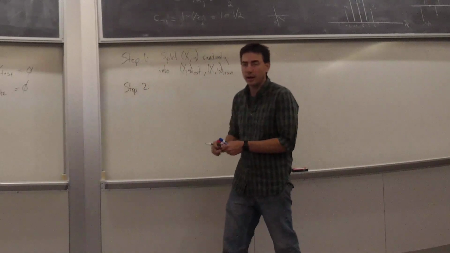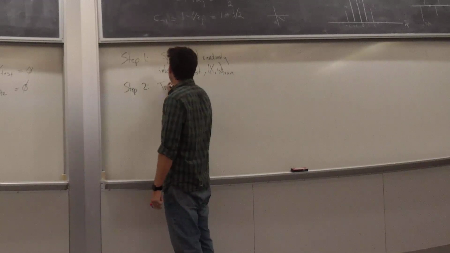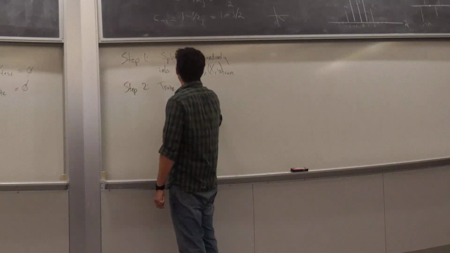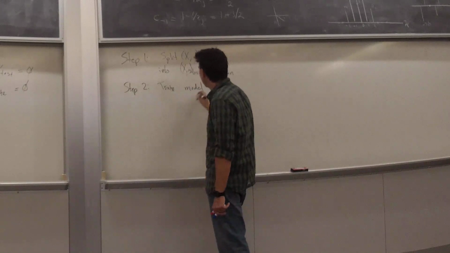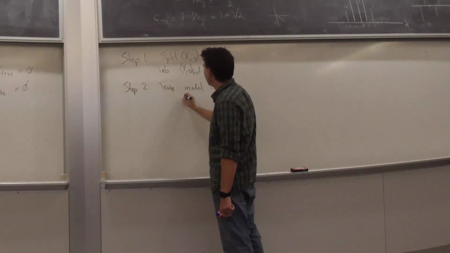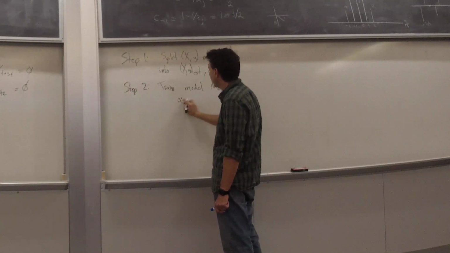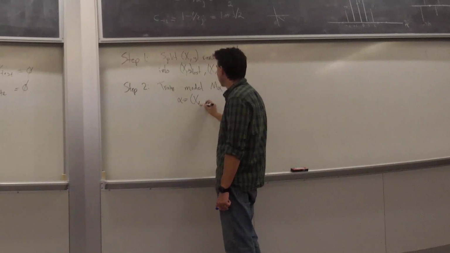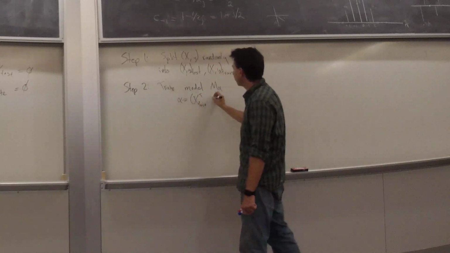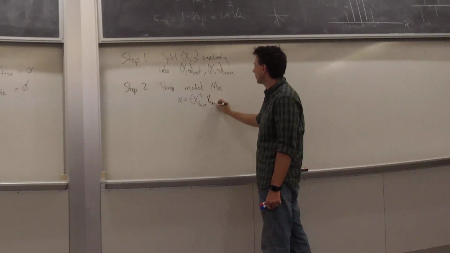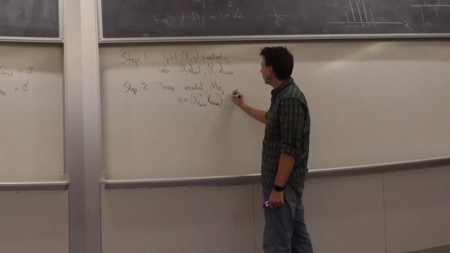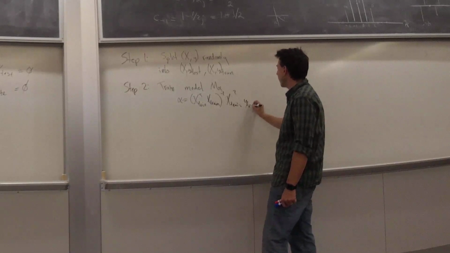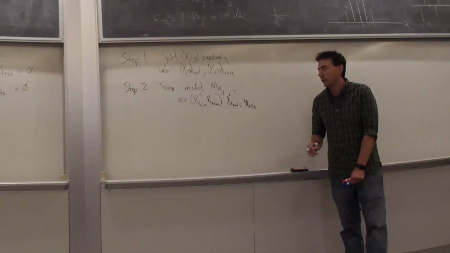So step two, I'm going to now train a model. And alpha, say in this case with linear regression, it's going to be x train transpose x train inverse, x train transpose y train. Okay.